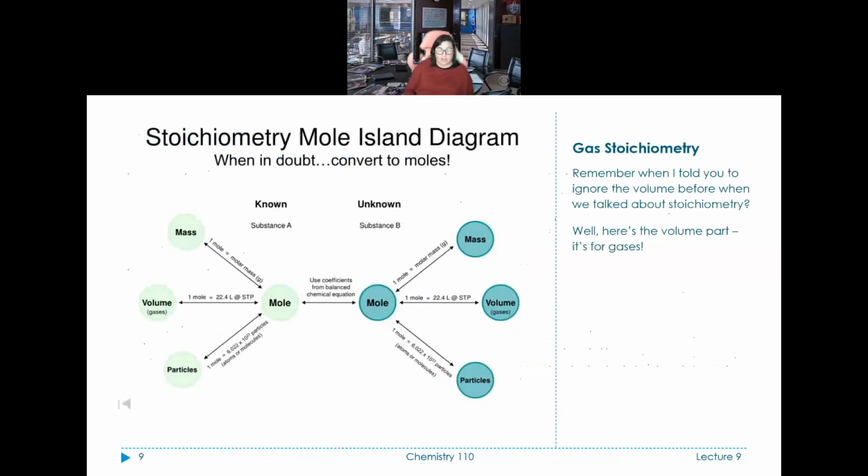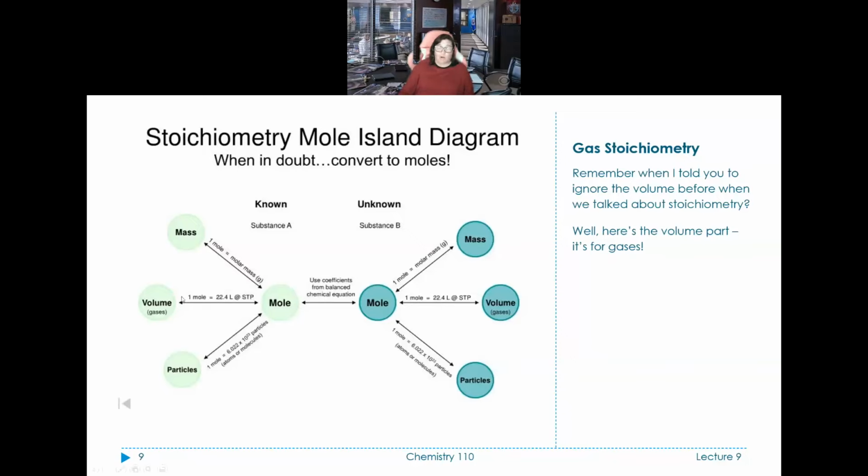But first, I need to remind you of the stoichiometry mole island diagram. And when in doubt, convert to moles. I don't care what you're doing, you have to convert to moles for most of this, and you need to have a balanced equation to be able to go from moles of one thing to moles of another thing. When I say when in doubt, convert to moles, I usually say that because while you're doing that conversion, it tends to give your brain a little space to think about what else you might need to do, how you can put the pieces you have together. So when in doubt, convert to moles can get you started. And if nothing else, you've done at least one calculation that you needed to do. All right.